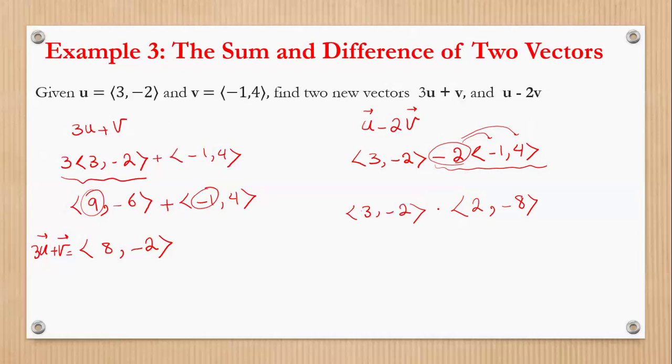And what do we put in between? Now it's addition, because we already multiplied by the negative. So now we just need to add these two vectors. So u minus 2v is just 3 plus 2, -2 plus -8, which is -10. And that's the final answer.